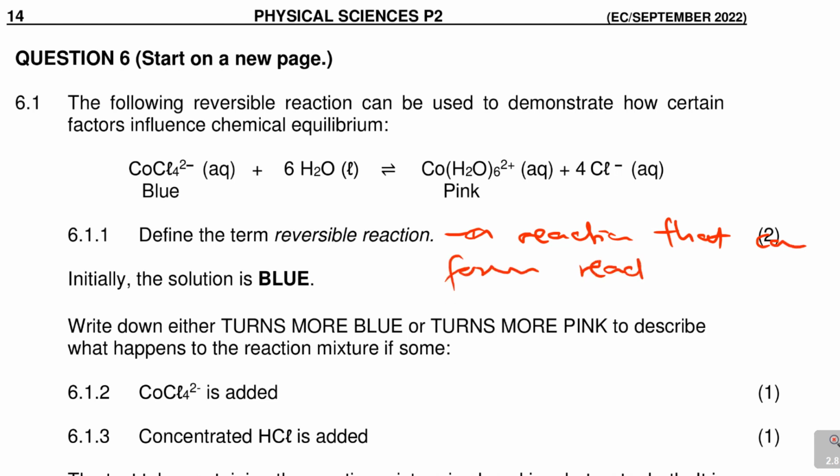Reactants from products, is it? So it's a reaction that can form reactants from products. It goes in both directions. Yeah, it's a reaction that goes in both directions, but it can form reactants from products. You see, so it can go backwards.